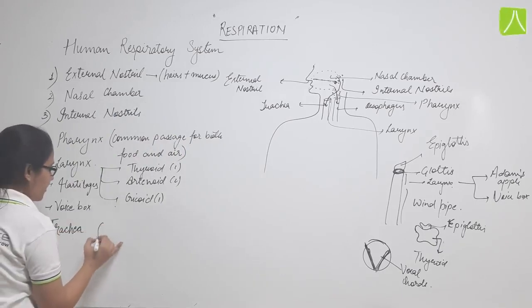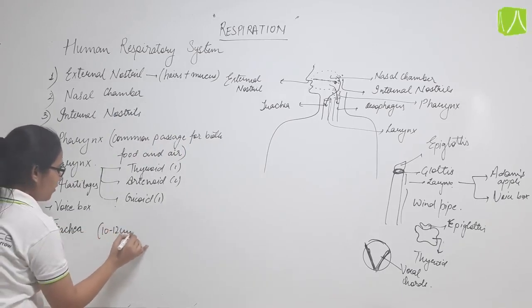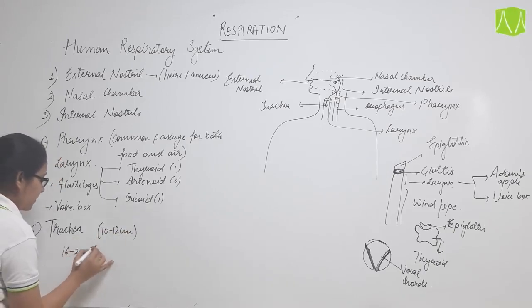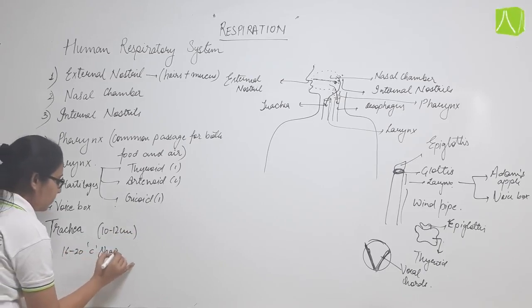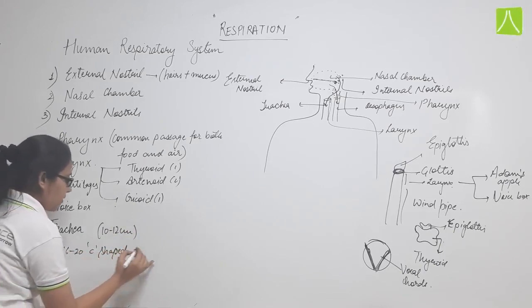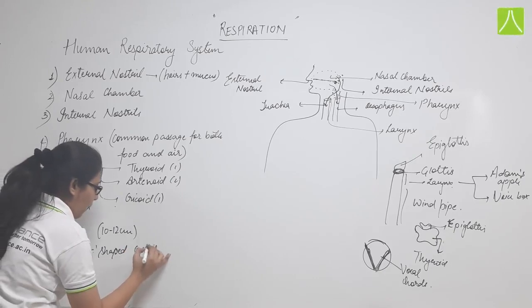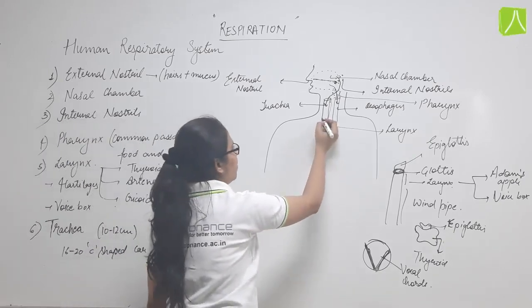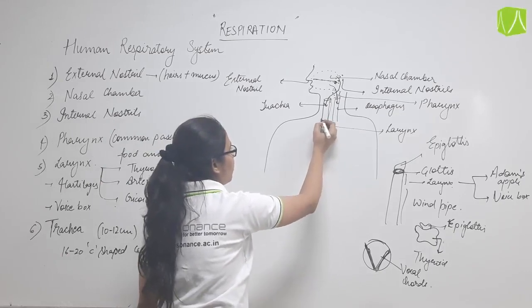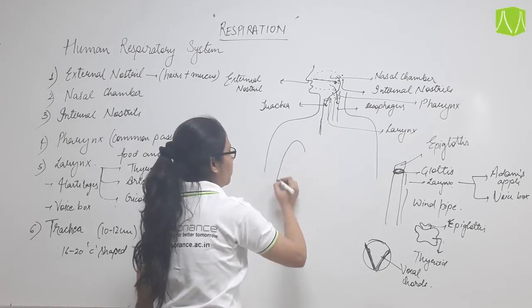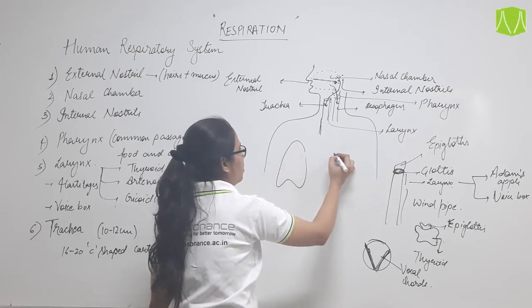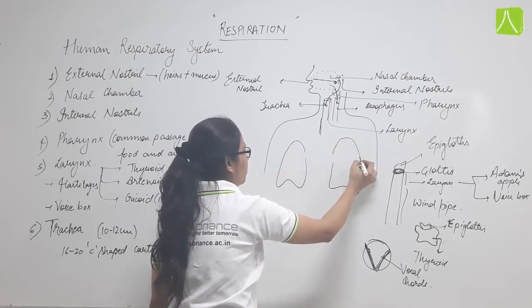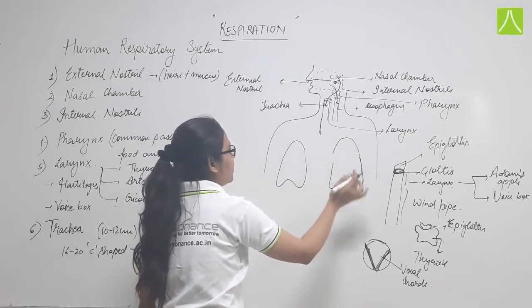Trachea, which is 10 to 12 centimeters long, is made up of 16 to 20 C-shaped cartilages. Now look over here. These are the two lungs.